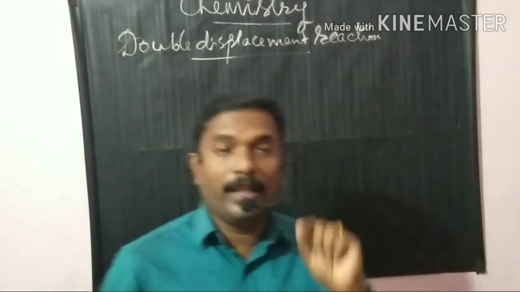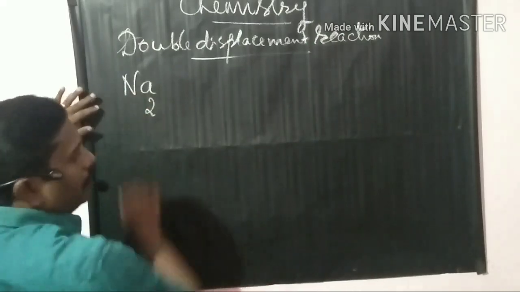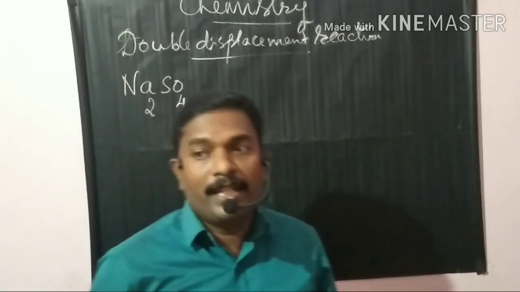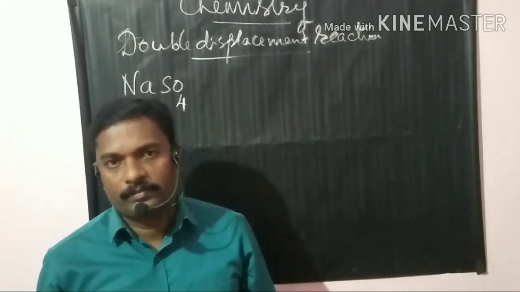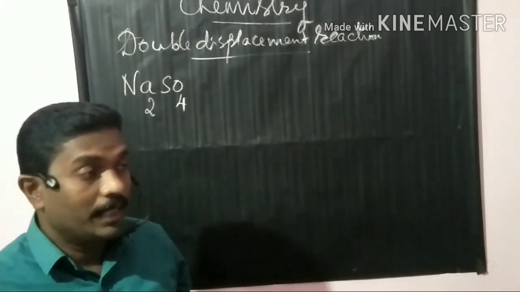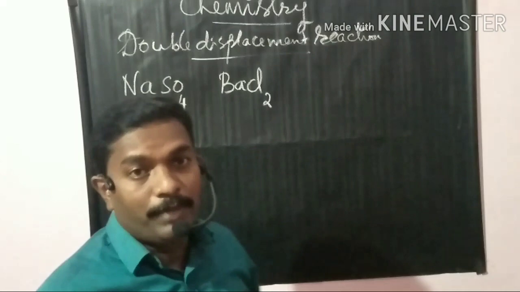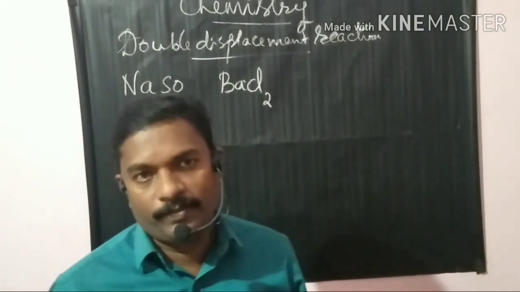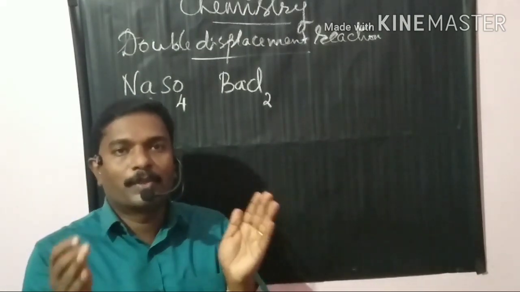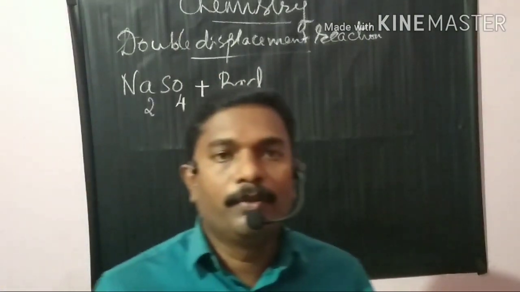Take 3 ml of sodium sulfate solution. Do you know the formula? Na2SO4. Very good. Sodium sulfate in one test tube, and what else? Barium chloride in another test tube. Then what do we have to do? We have to mix these two solutions. Then what do you observe?